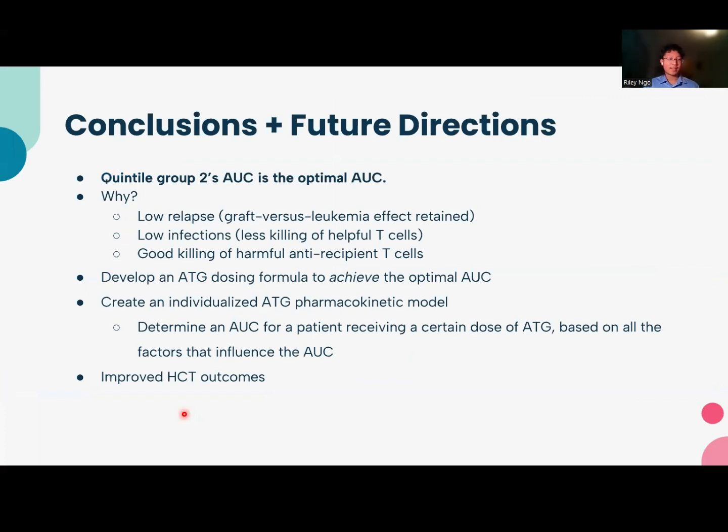Mechanistically, we think it's because of several factors resulting in low relapse, low infections, so less killing of the helpful T cells, and good killing of the harmful T cells. We will eventually develop an individualized ATG pharmacokinetic model with this data such that every patient will receive the optimal AUC. This personalized approach aims to maximize chances of a favorable survival outcome by tailoring ATG dosages to achieve the optimal AUC for each and every patient.